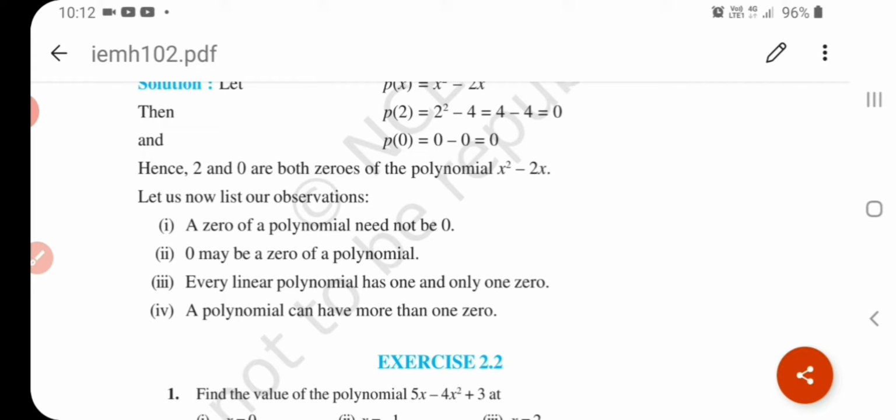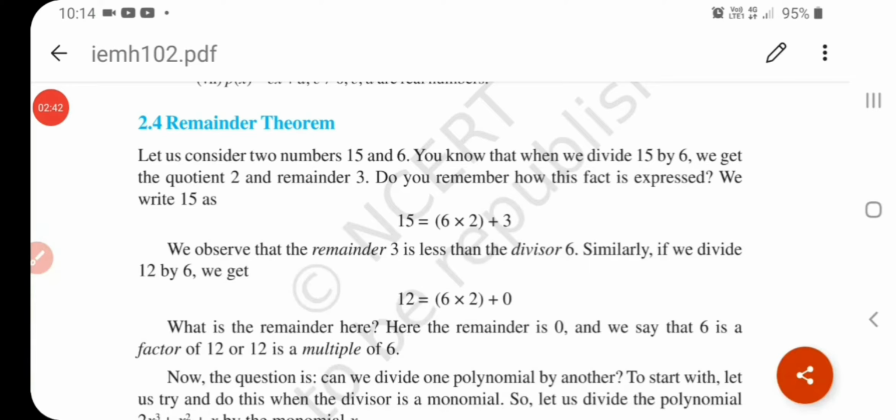Every linear polynomial has one and only one zero. A polynomial can have more than one zero. Okay, but if the polynomial is linear, then it has one zero. Okay, but if the polynomial is quadratic or cubic, then it has more than one zero. Okay, understand? Now let's see what is the remainder theorem.